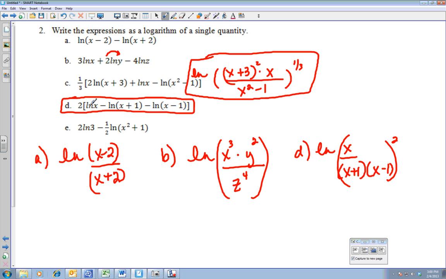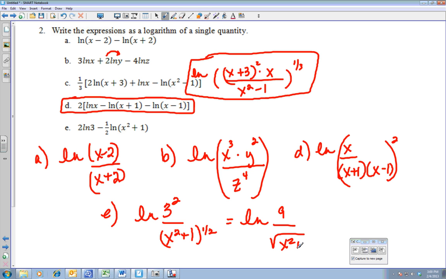And the last one, e. Natural log of 3 squared, because this 2 used to be an exponent, divided by x squared plus 1, but that was to the 1/2 power. So that's actually natural log of 9 over x squared plus 1. I could write it like that. Okay. So that's number 2. And again, I'm going to look at part D again. I think I may have written that wrong.